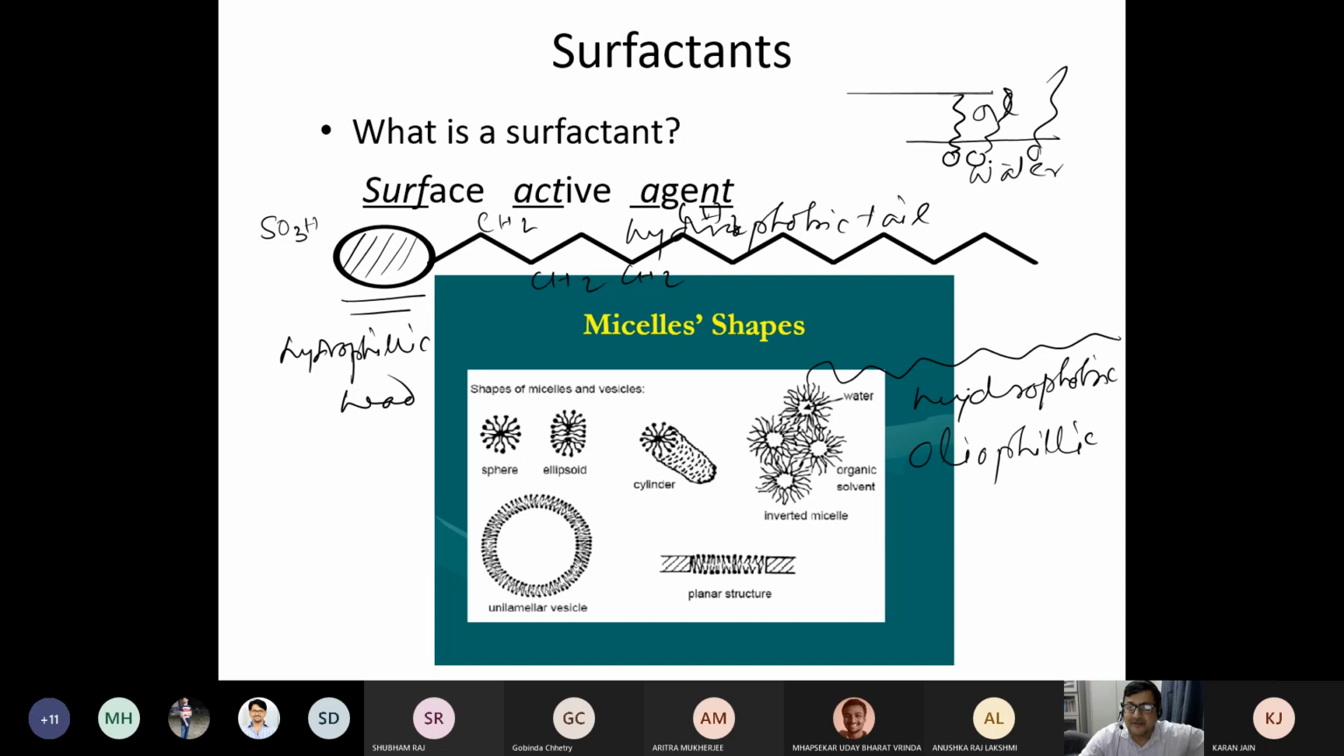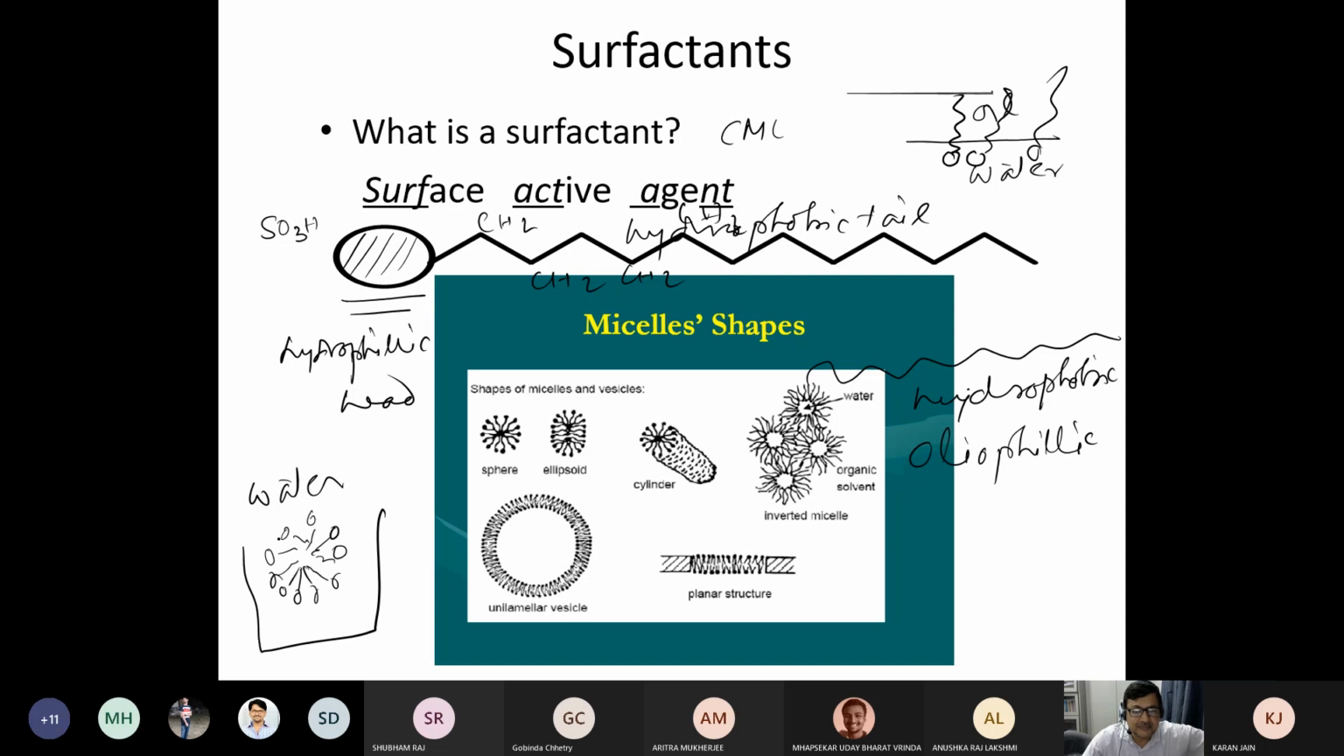Now this is in a very dilute situation. If you keep putting more and more surfactant into it, what happens beyond a concentration which is called the critical micellar concentration? They start agglomerating in a beautiful way. Suppose you have a water bath and you have put this surfactant, and beyond a certain concentration you will find in water it will form like this. And these are called the micelles.